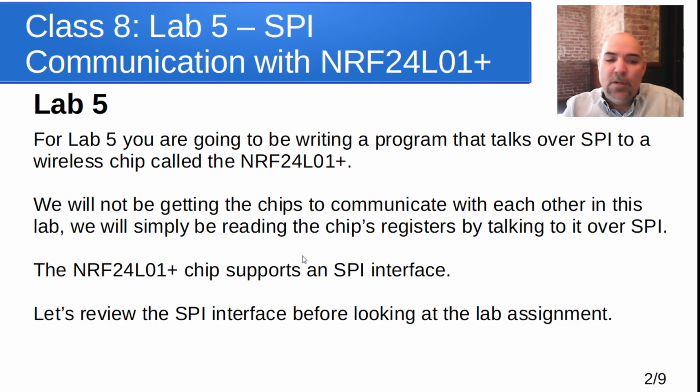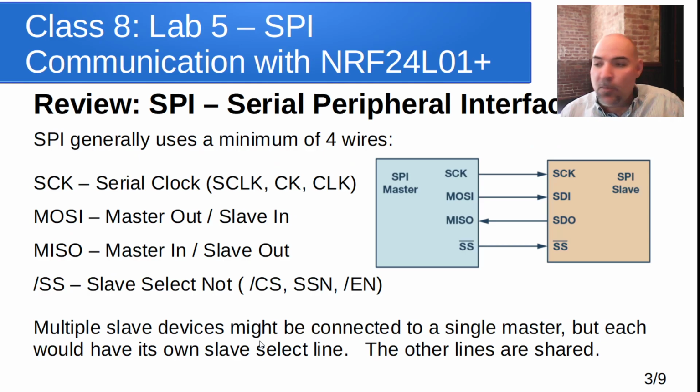So let's take a quick look at reviewing the SPI interface before we look at the lab assignment. The way SPI works, as a reminder, you have a slave device. In this case, this is going to be that wireless chip. And we have a clock, SDI or MOSI, MISO, and slave select. So what we're going to do in the Arduino is pull the slave select low, and then write an SPI function that does all of the stuff that we want to do here.